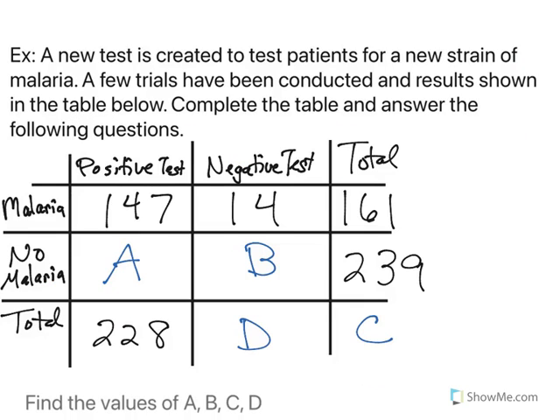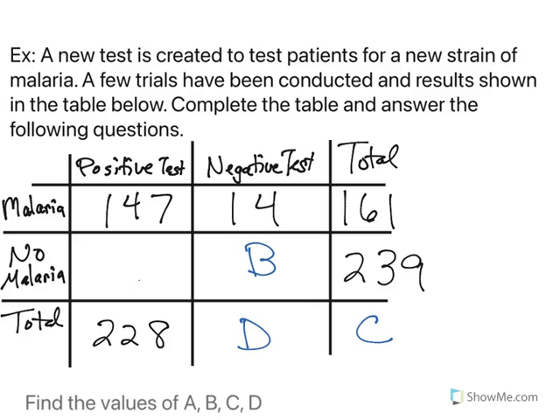Okay. So let's look at this. A new test is created to test patients for a new strain of malaria. A few trials have been conducted and results shown in the table below. Complete the table and answer the following questions. Okay, so the first thing we're going to do is we're going to find the values of A, B, C, and D. So let's start with value A.